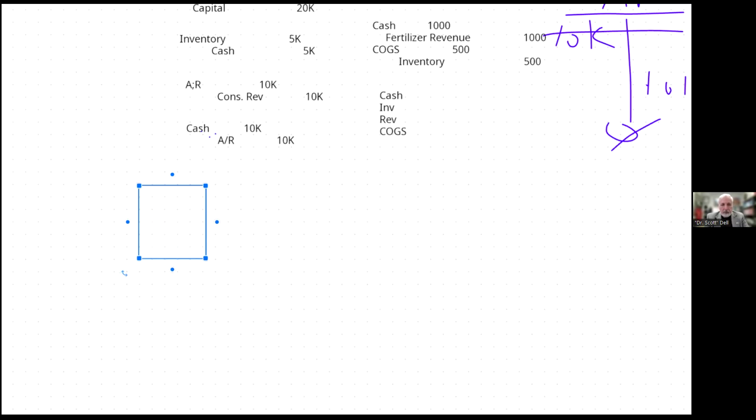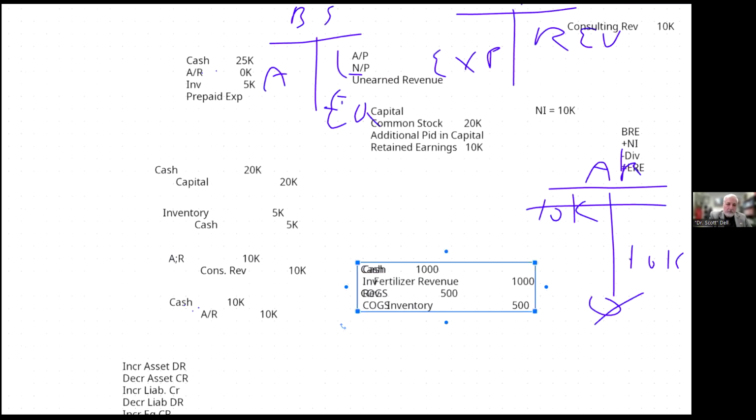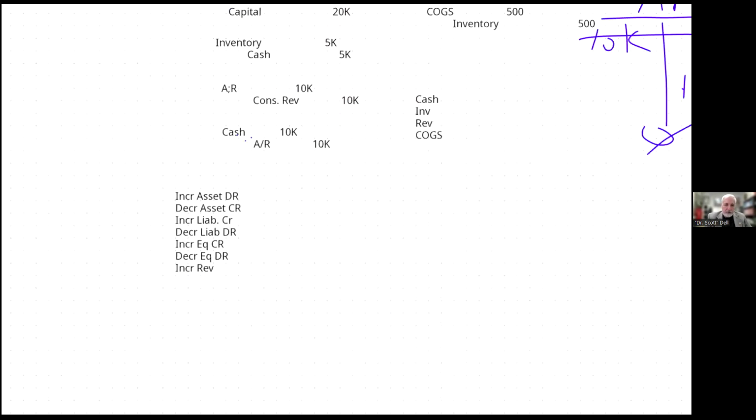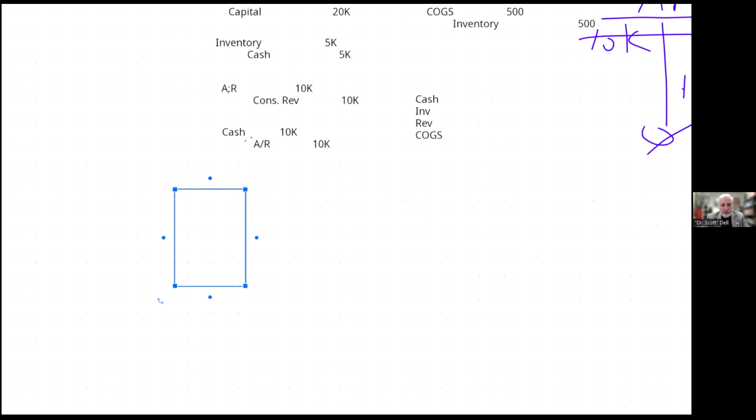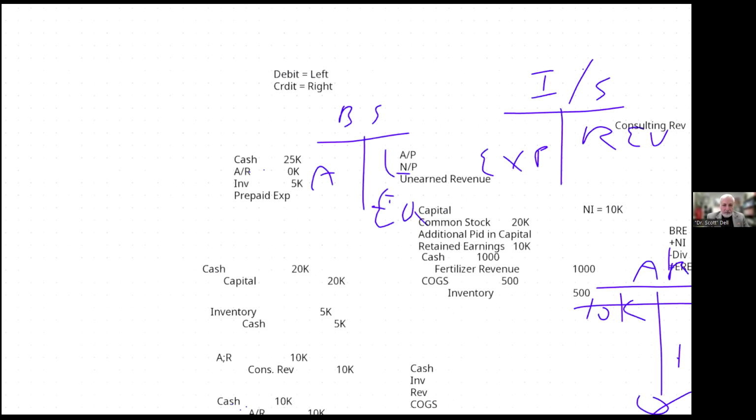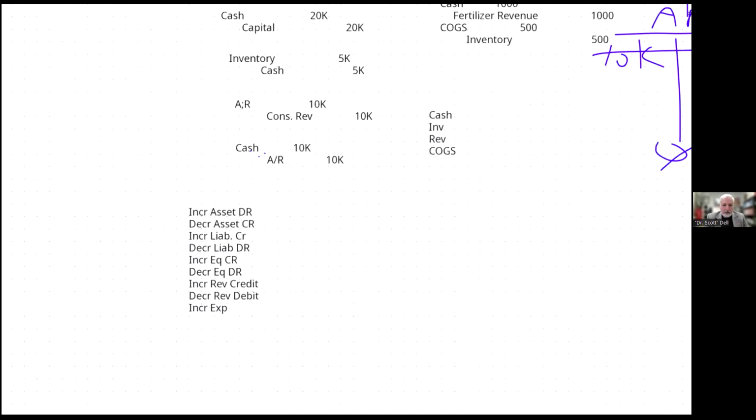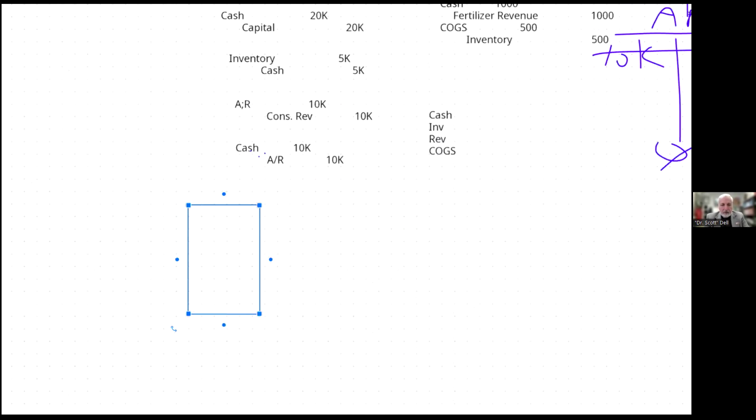And then I go over to the income statement. I want to increase revenue. Let's see where revenue is. It's on the right side, so I've got to credit that if I want to increase it. So increase revenue, I'm going to credit. Decrease revenue, I'm going to debit. Increase expense, that's up on the left side. If you recall, expenses are on the left, that's a debit balance typically. So increase expense, debit. Decrease expense, credit.